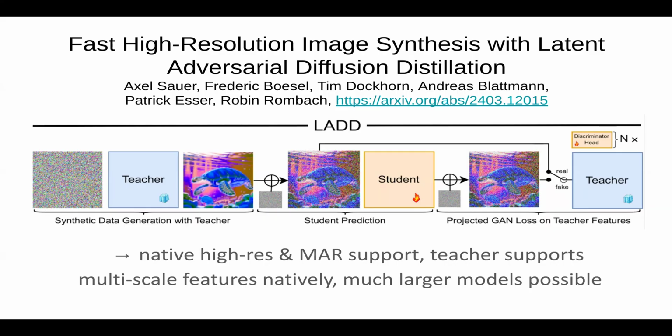Another nice feature about this is that it is modality agnostic, because since it's a transformer, it just operates on sequences. So you can also use this for video, for example. And it also natively supports multi-aspect resolution, high resolution, because we don't have to decode into pixel space. And that means we can distill much larger models.